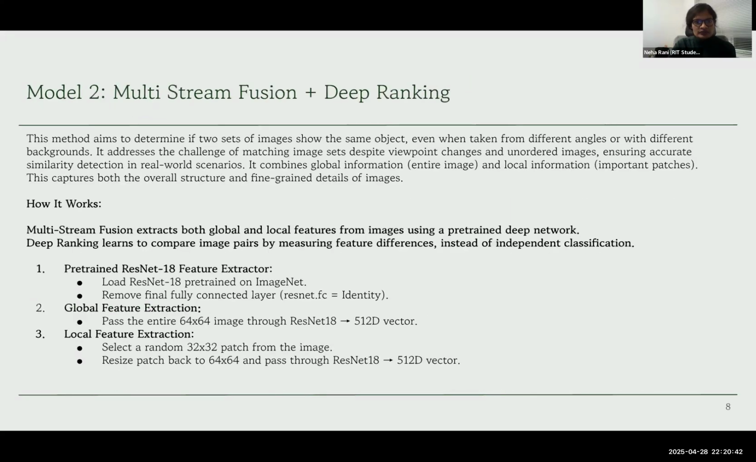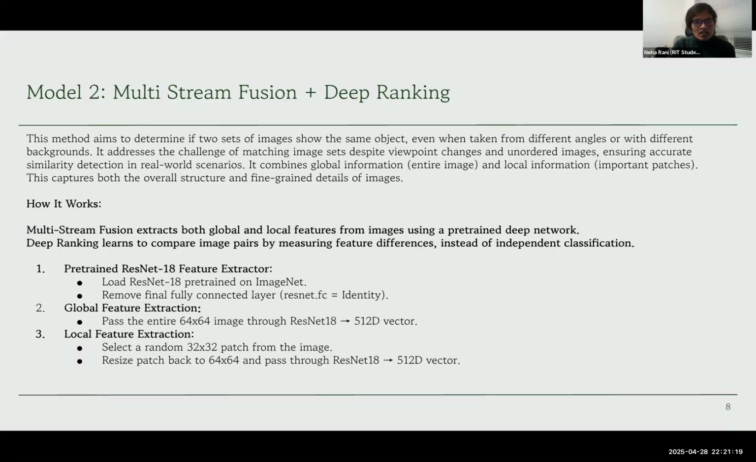Next, please. Our second method or model is the multi-stream fusion combined with deep ranking. So this method aims to determine if two sets of images show the same object, even when taken from different angles or with different backgrounds. It addresses the challenge of matching image sets despite viewpoint changes and unordered images, ensuring accurate similarity detection in real-world scenarios. It combines the global information, which is the entire image, and local information, the important patches in it. So this captures both the overall structure and fine-grained details of images.